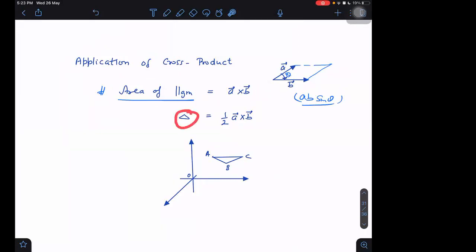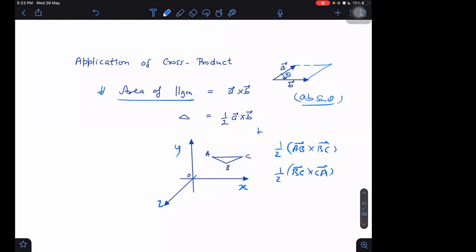What is the area of a triangle? Area of a triangle will be half base into height. So it will become half AB sin theta, or half of A cross B. If I ask you this question, 3 points I'm giving you, point A, point B, point C, and I'm asking you, what is the area of this triangle? How will you find it out? First of all, use the same formula. You have to do half of AB cross BC, or you can do half of BC cross CA.